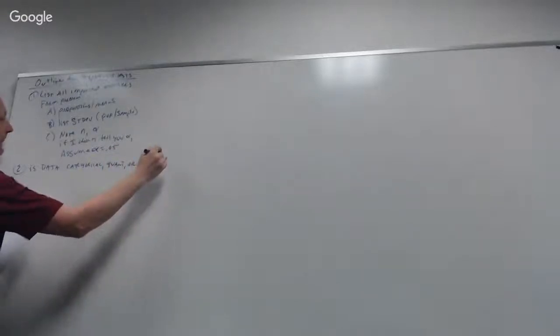Is the data categorical, quantitative, or regression? We're going to use the answer to that question for the rest of the test, so that's going to be an important skill to figure out. Step number 3: find the null and the alternative hypothesis.